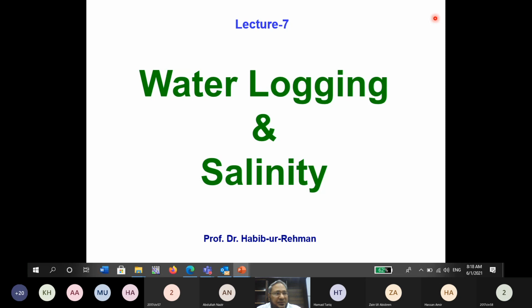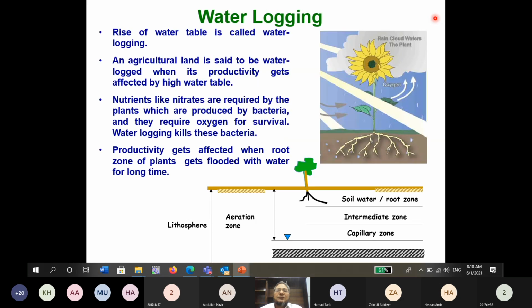Okay, let's start our chapter number 7. And it is lecture 7, but actually chapter 7. The name of chapter 7 is waterlogging and salinity. What is waterlogging? Waterlogging means rise of water table. Not all rises of the water table are called waterlogging. So an agricultural land is said to be waterlogged when its productivity gets affected by high water table.